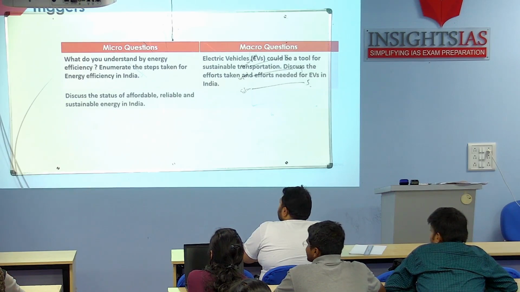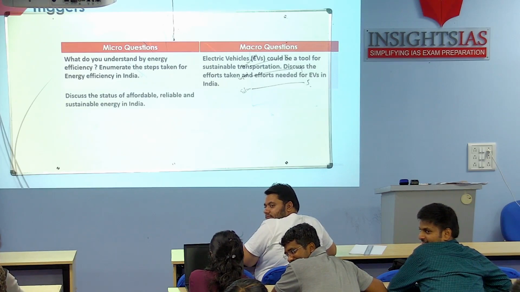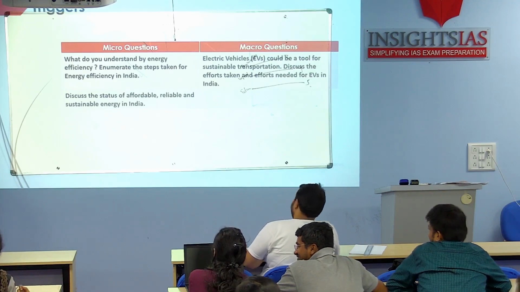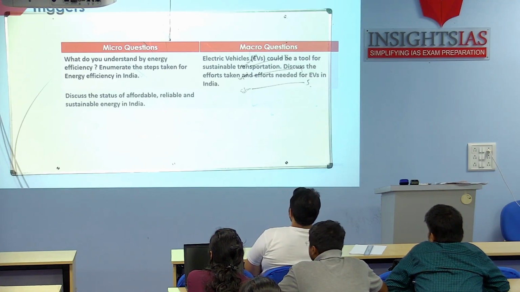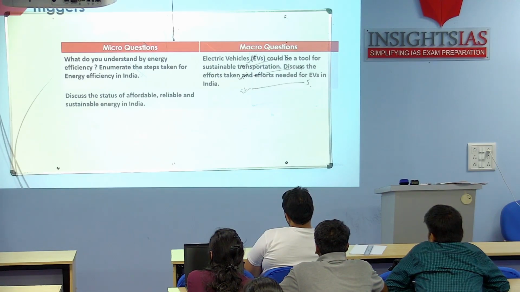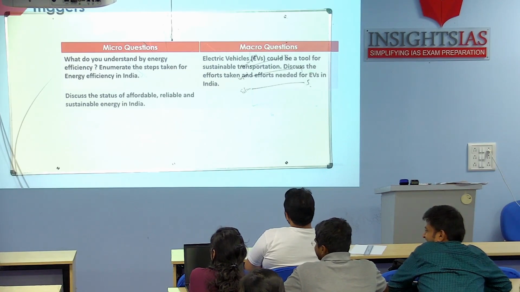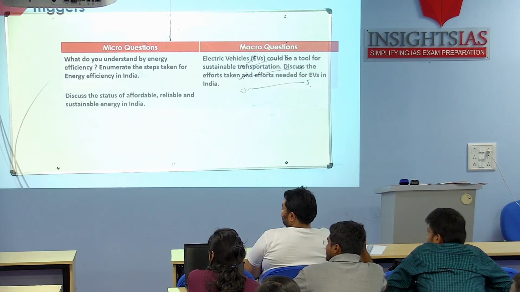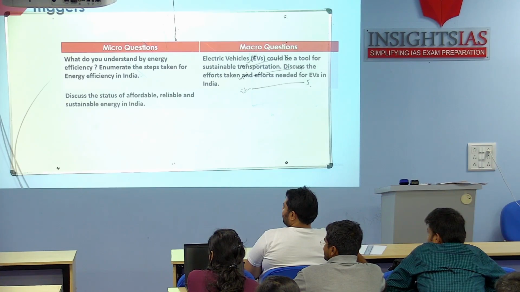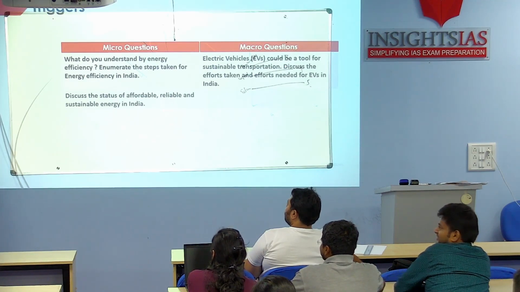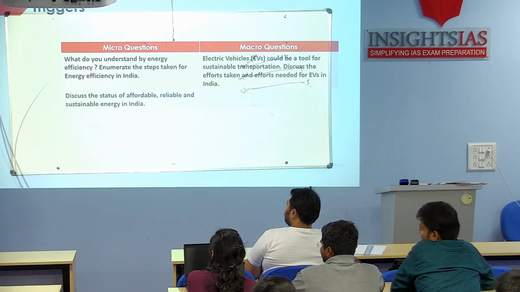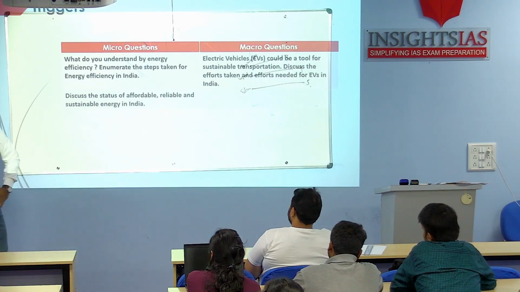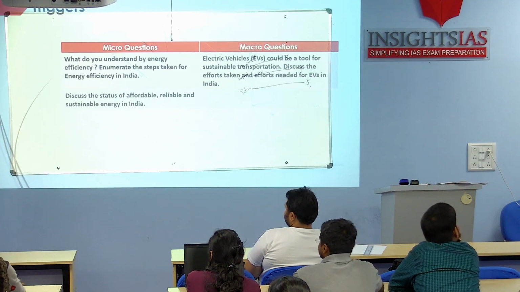The next question. Electric vehicles could be a tool for sustainable transportation. Discuss the efforts taken and efforts needed for EVs in India. First, we'll discuss what are EVs. Efforts taken. It is given in question only. Could be a tool for sustainable transportation.